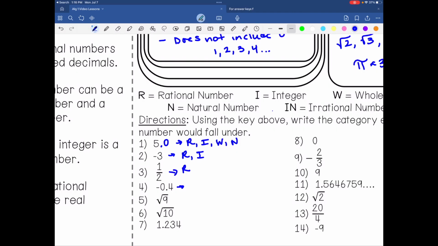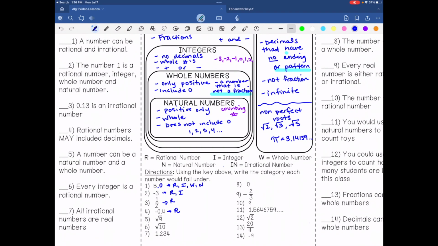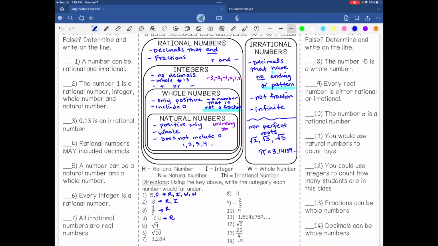What about -0.4? So we know that decimals that end, 0.4 is an ending decimal, are rational. But again, we stop there because once we get after rational, all these numbers here can't be decimals or fractions, right? Integers, whole numbers, and natural numbers don't include decimals. So therefore, we can stop right after rational.